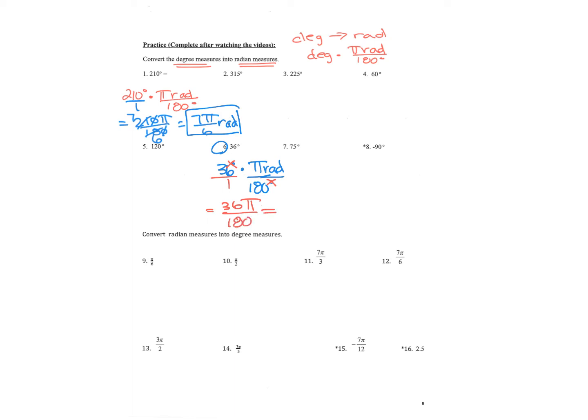36 and 180 both have a factor of 9. So 36 divided by 9 is 4, and 180 divided by 9 is 20. But even as I do that, the 4 and the 20 have a factor of 4. So I'm going to reduce by 4 again, and I get 1 and 5. So this looks like it's 1 times pi, or pi on top, and the denominator is 5. This is pi over 5 radians.